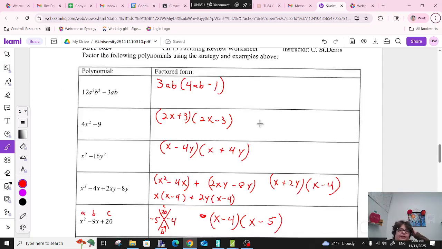Some of you finished, some of you didn't. The first one is just GCF, right? This one is difference of two squares. This one's also difference of two squares. This one was grouping. Where you separate it into two separate ones and then you go ahead and factor again.